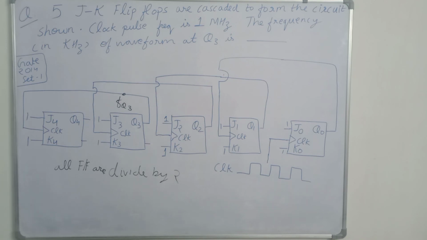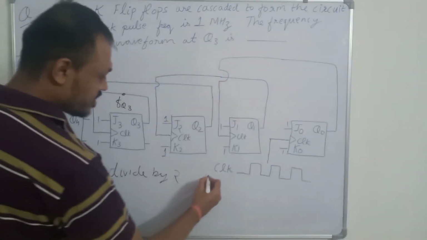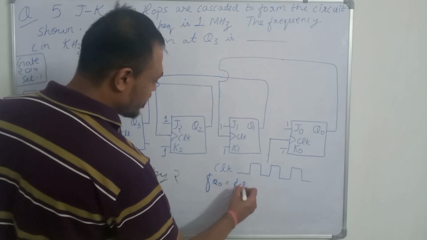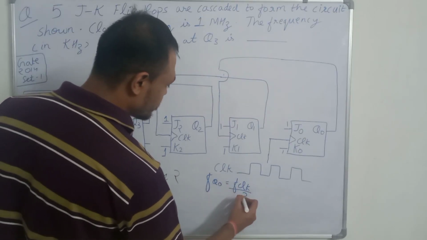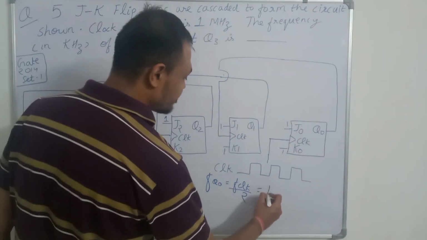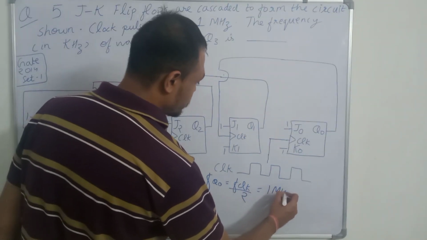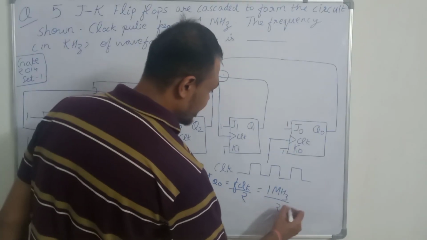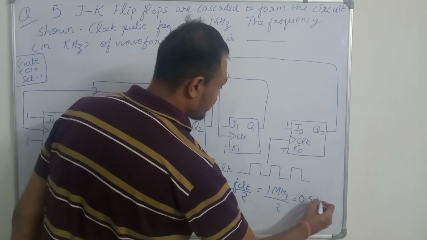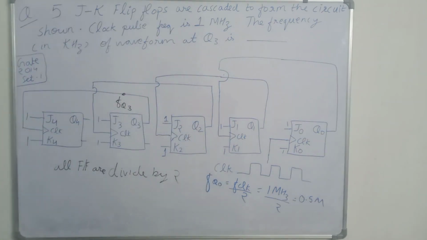So the frequency of Q0 will be equal to the frequency of clock upon 2. The frequency of clock is given as 1 megahertz. So 1 megahertz upon 2 is equal to 0.5 megahertz, or we can say 500 kilohertz.